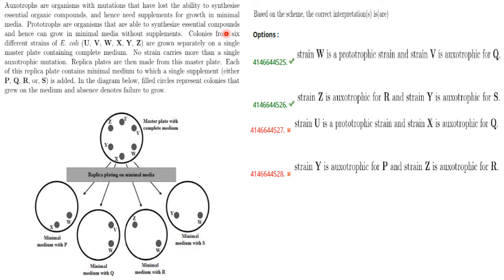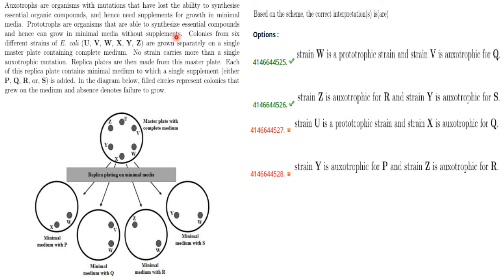Now next one. Auxotrophs are organisms with mutation that have lost the ability to synthesize essential organic compounds and hence need supplements for growth in minimal media. Now prototrophs are organisms that are able to synthesize essential compounds and hence can grow in minimal media without supplements.